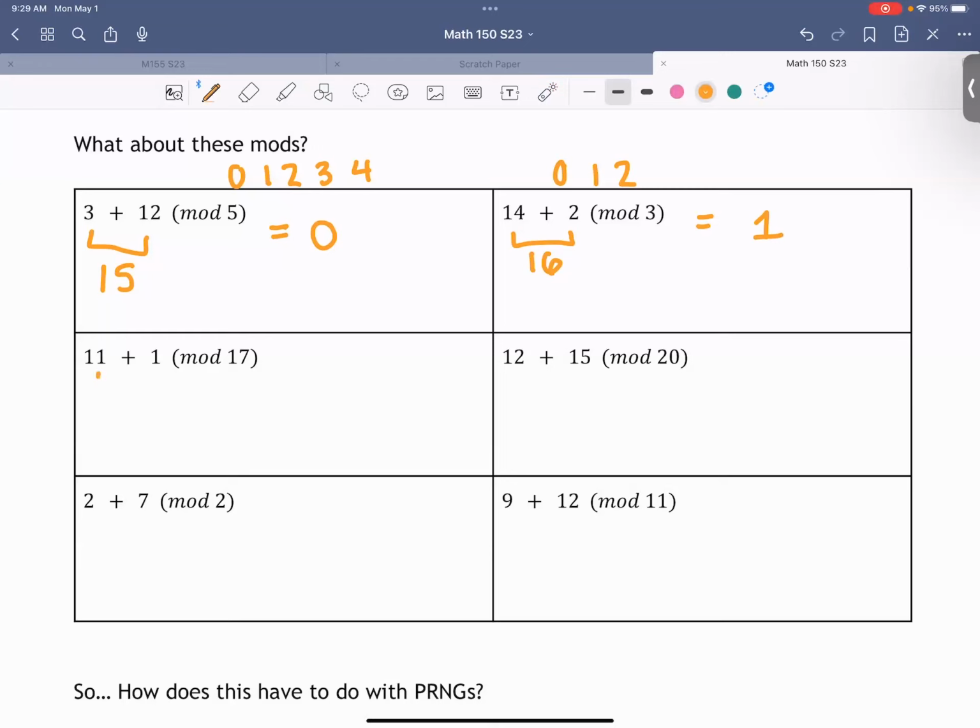11 plus 1. Well, 11 plus 1 is 12. Mod 17 means the numbers that we want are between 0 and 16, right? Is 12 between 0 and 16? So do I actually have to subtract 17? No, right? I can just leave it alone. You don't need to do anything because 12 is a number that I actually want, right? It's between 0 and 16. Cool. So you don't actually need to do anything if the number is what you want, right?